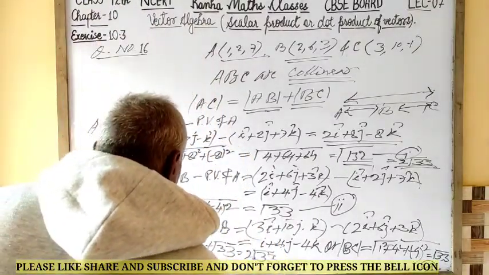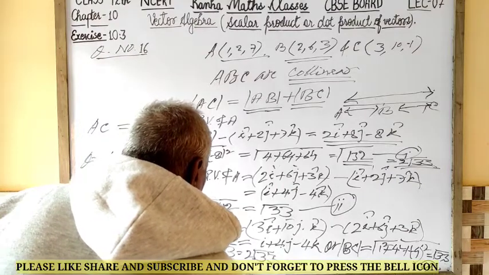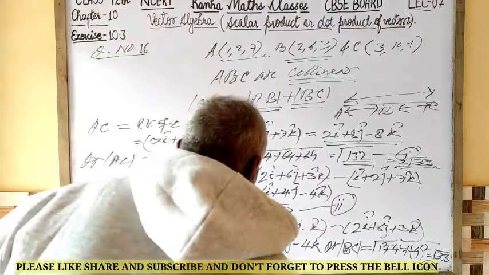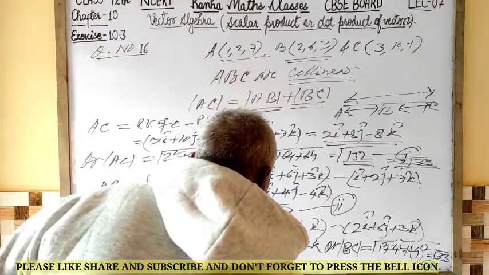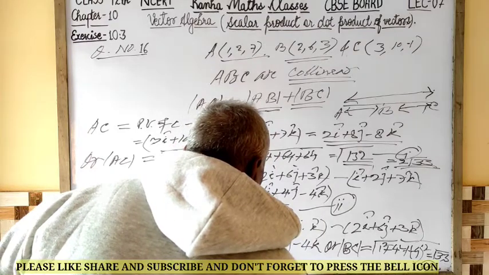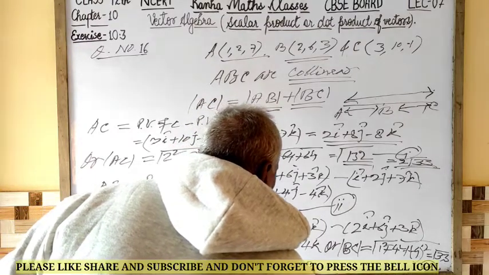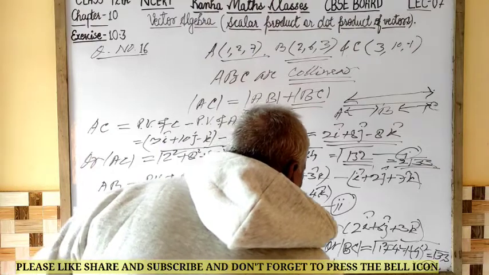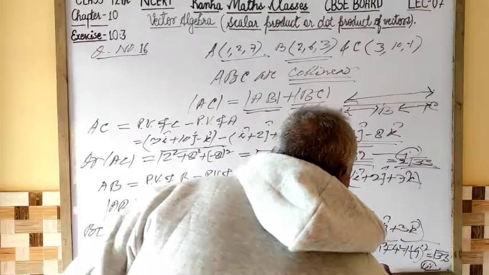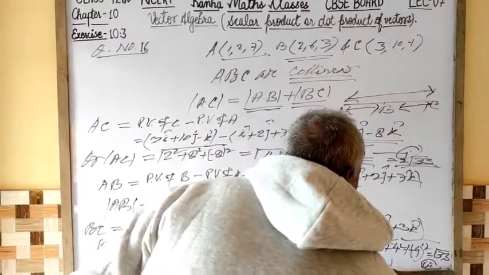Hence AC is equal to AB plus BC. Mod of AC is equal to mod of AB plus mod of BC. Hence proved.